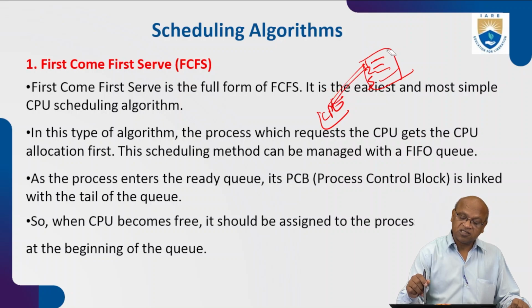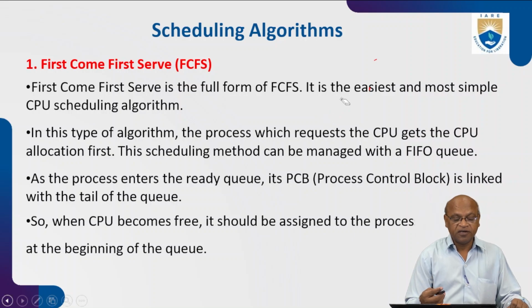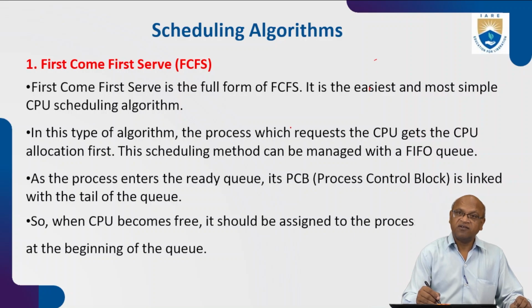Whichever instruction comes first, irrespective of the CPU burst time, will be executed till the end and terminated. In this type of algorithm, the process which requests the CPU first gets the CPU allocation. The scheduling method is managed by FIFO, first in first out. The first instruction will come to the CPU and execute and go out. The next instruction will come from the RAM to the CPU, be executed and go out. Out means terminated from the CPU.